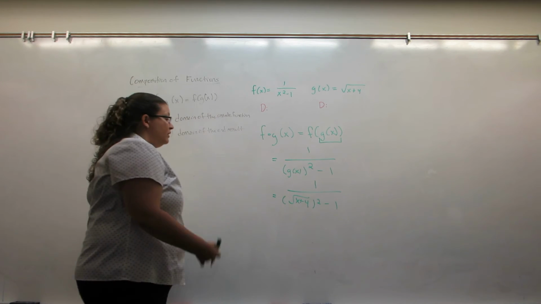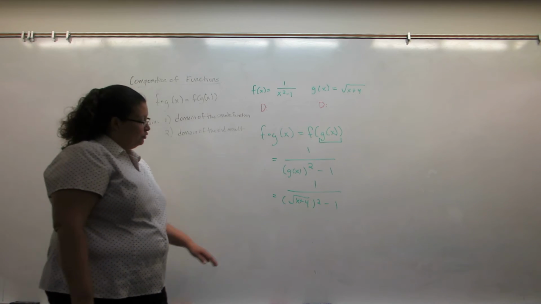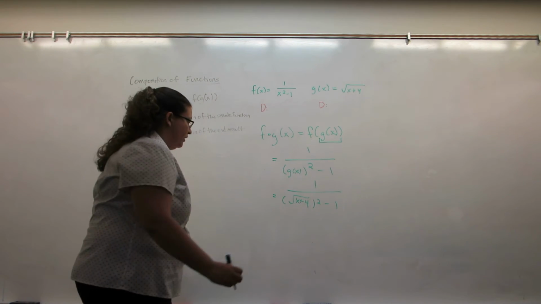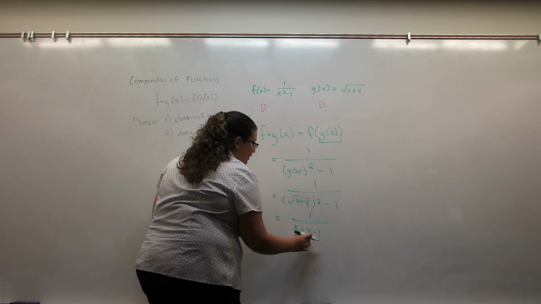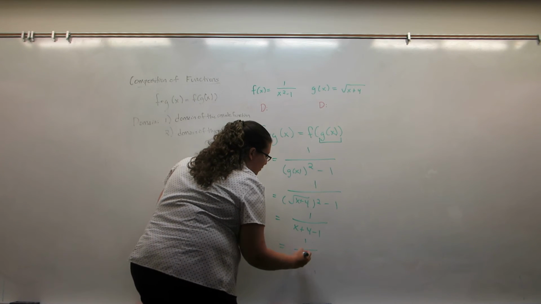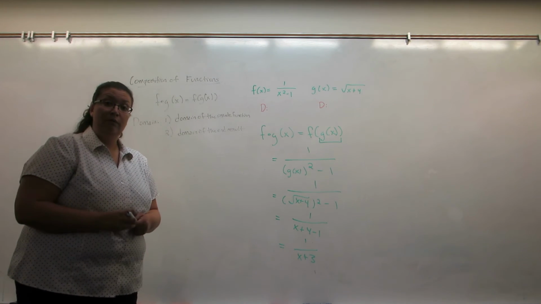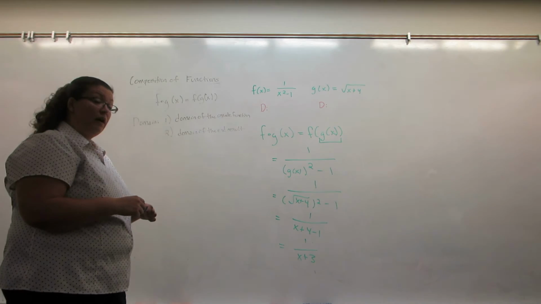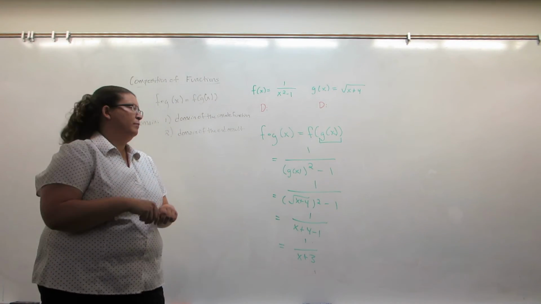Okay. So this is the composition of the functions, but we would like to clean it up a little bit. So first we note that a square root squared cancels each other out. And then 4 minus 1, of course, is just 3. And that is our end result. Okay. Looks nothing like either of the two originals. Now we're going to compute the domain of this composition.